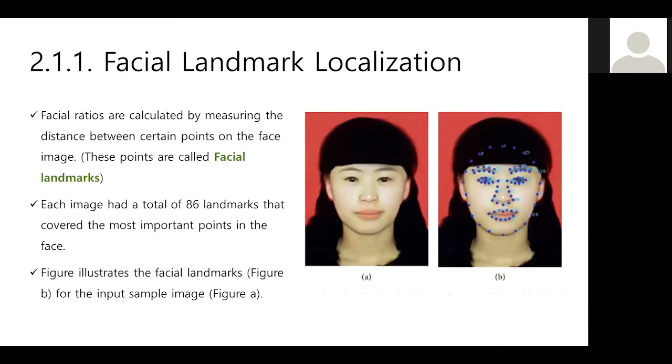Facial ratios are calculated by measuring the distance between certain points on the face image. These points are called facial landmarks, which are coordinates on the face image. The SCUT FBP dataset contains predefined facial landmarks for all the 5,500 images. Each image had a total of 86 landmarks that covered the most important points in the face. These facial landmarks were used to calculate the 19 facial ratios used in this analysis. This figure illustrates the facial landmarks for the input sample image.